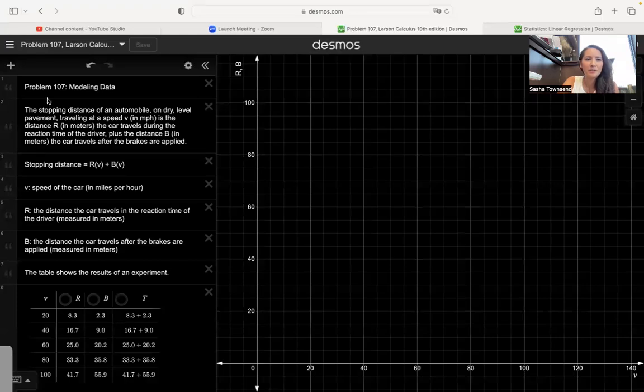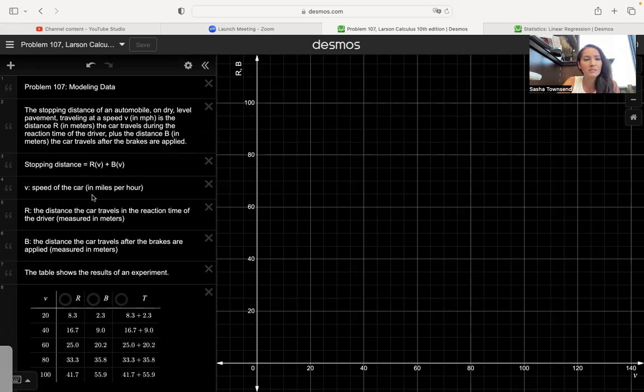In this video, we work through problem 107 from the Larson Calculus text, 10th edition. Here's the problem statement. It says, stopping distance of an automobile on dry level pavement traveling at a speed v in miles per hour is the distance R in meters that the car travels during the reaction time of the driver plus the distance B in meters that the car travels after the brakes are applied. So your stopping distance is the sum of those two functions.